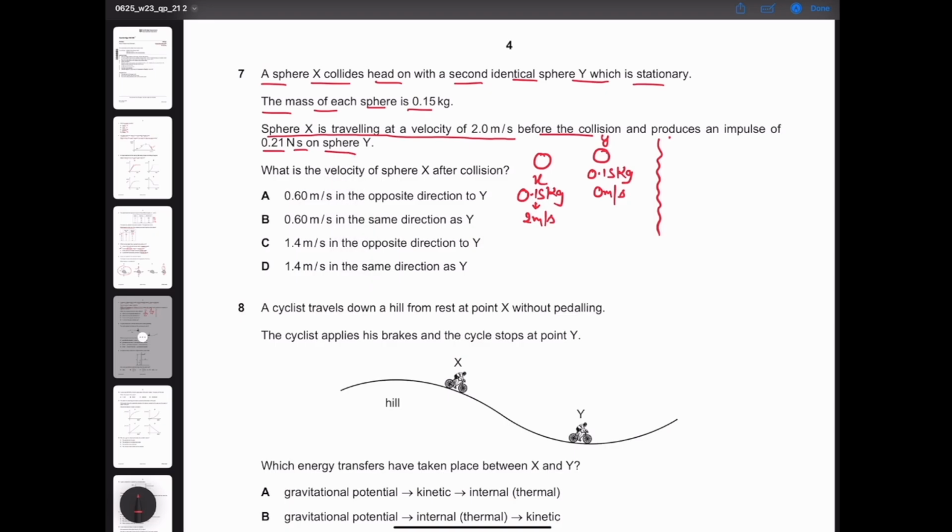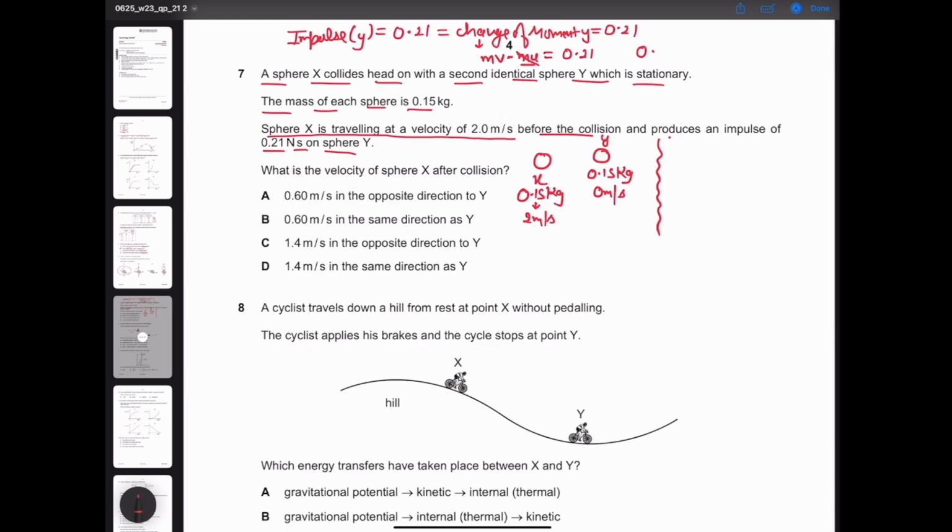From this, you need to understand that the impulse on sphere Y is 0.21. What it means is that the change of momentum of sphere Y is 0.21. And we know that change of momentum is mv minus mu. And the initial velocity of sphere Y was already 0, right? So what is the mass of sphere Y?